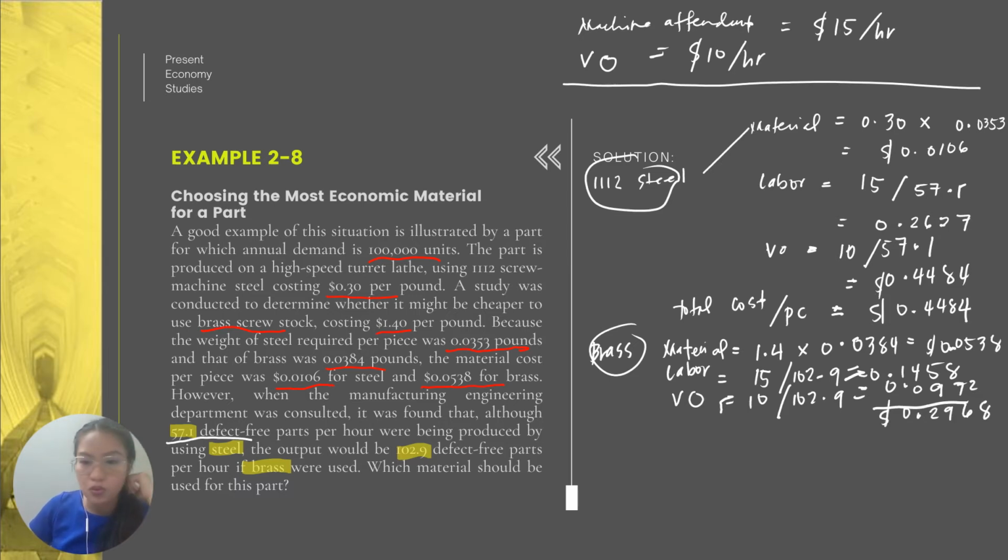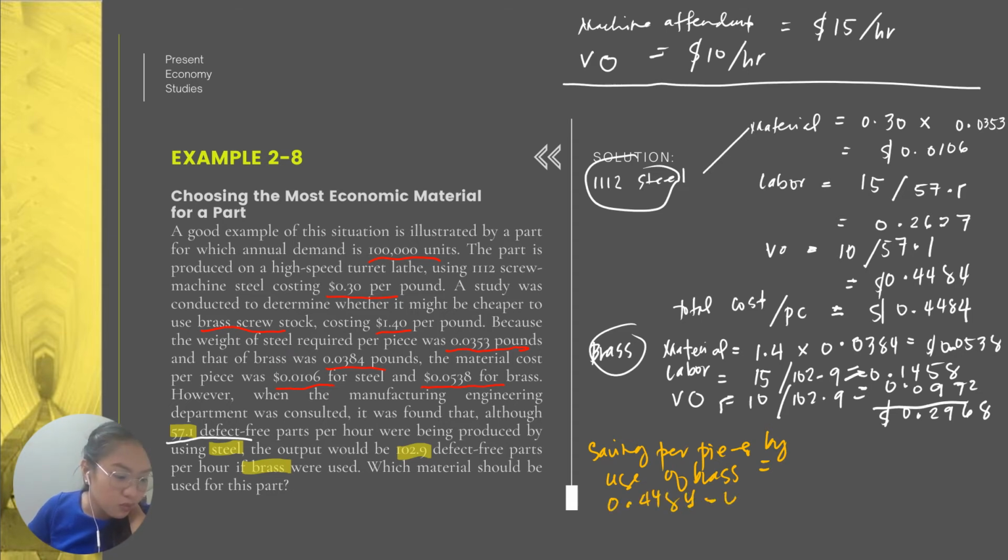0.2968. So, okay. Now, we can compute the saving per piece by use of brass. So, how much will be saved? That's 0.4484 minus 0.2968. So you have 0.1516. Now, sorry, this is 16.